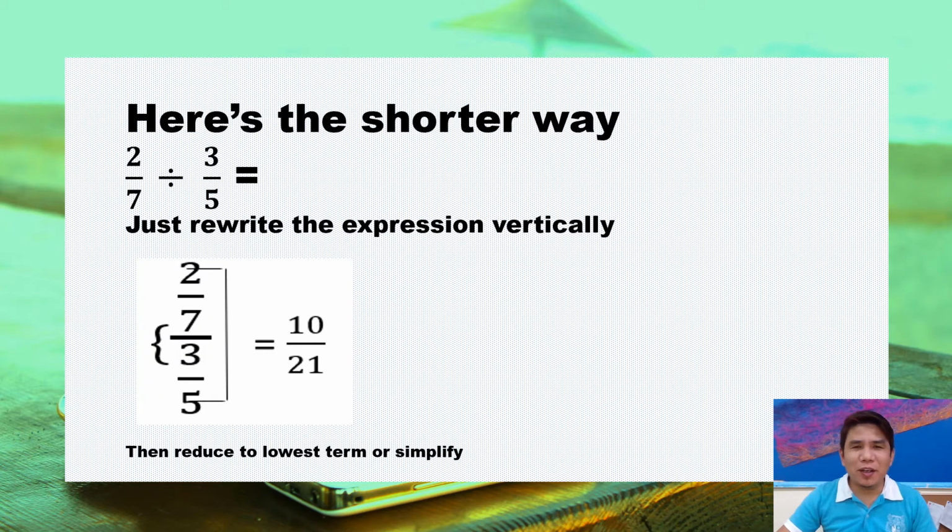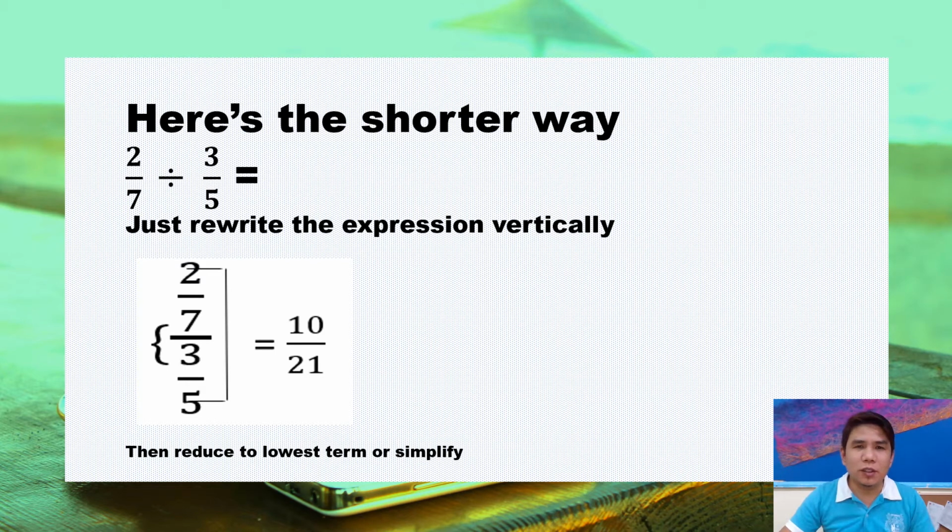So here's the way that I wanted to share to learners, especially the beginners, our preschoolers, grade schoolers, and maybe grade 7 and grade 8. And it can be applied also to higher math, especially for those who are doing algebra already. Yeah, they can do it. Example, 2 over 7 divided by 3/5, and we're going to do the shorter way.